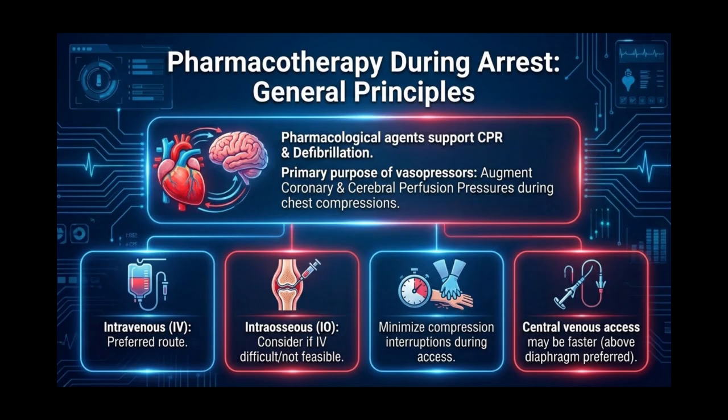Intravenous administration is the preferred method for delivering medications. However, intraosseous access can be utilized if obtaining intravenous access proves difficult or unfeasible. It is essential to minimize interruptions in chest compressions when obtaining vascular access. If available, central venous access may facilitate faster medication delivery compared to peripheral intravenous access, especially when it is followed by a fluid bolus and elevation of the extremities. Nonetheless, during resuscitation, the establishment of central lines above the diaphragm is often not feasible.